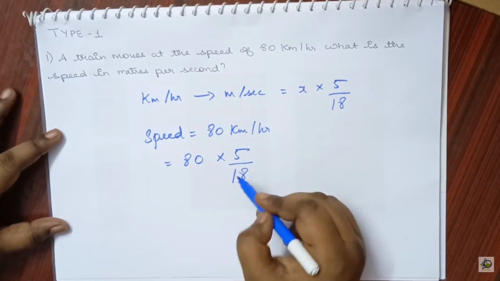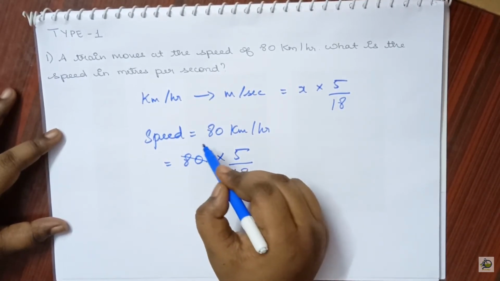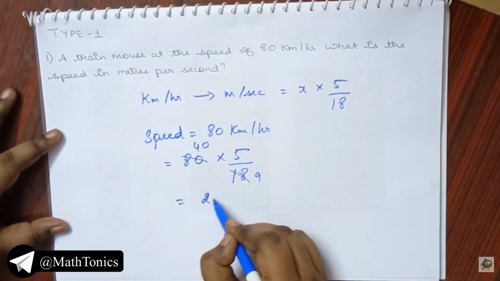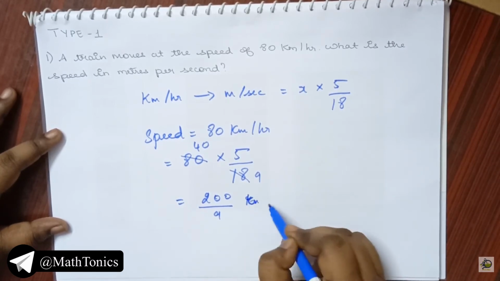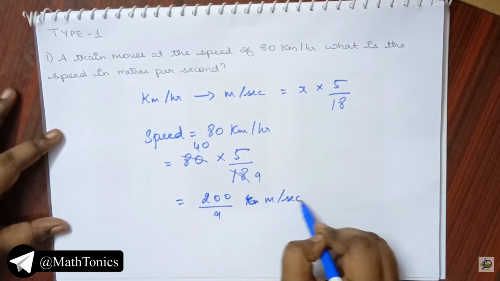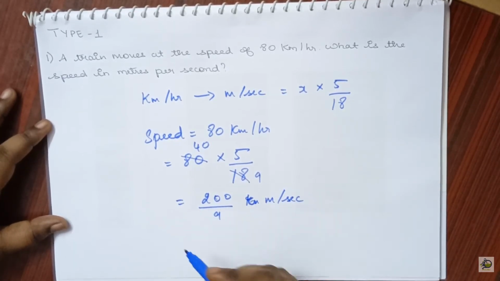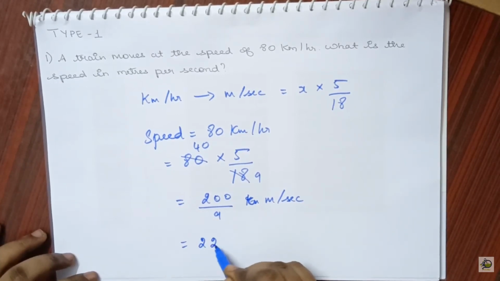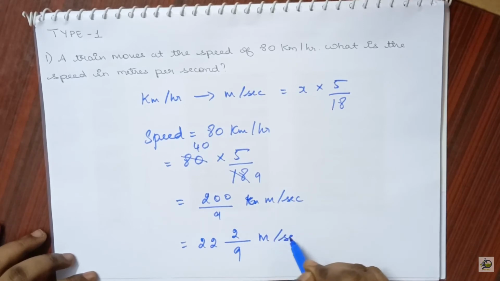So to convert, we have to multiply this 80 by 5 by 18. We can cancel this using the tables. So this is 9 times and this is 40 times. So when we multiply, we get 200 by 9 meter per second. Here you can leave it as it is, or else you can divide and write it as a mixed fraction, 22 by 9 meter per second.